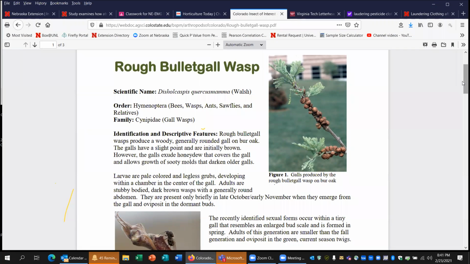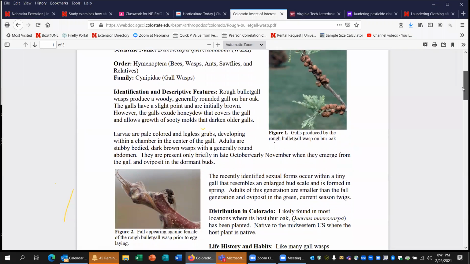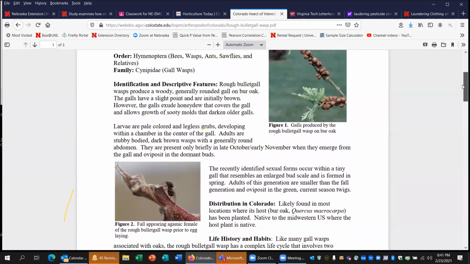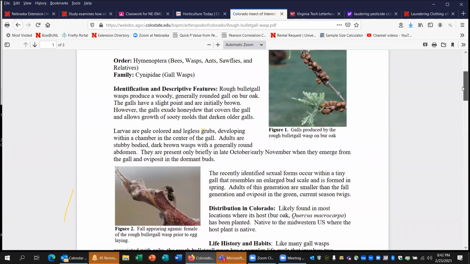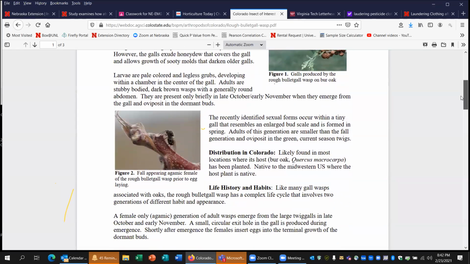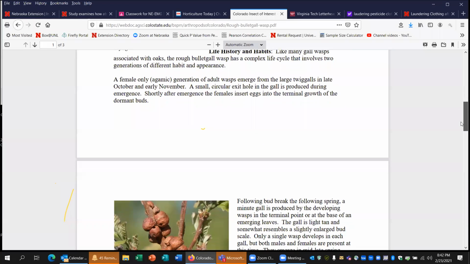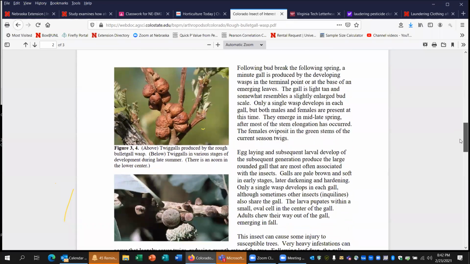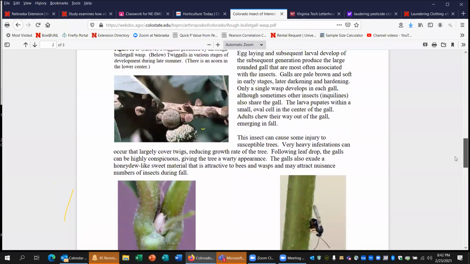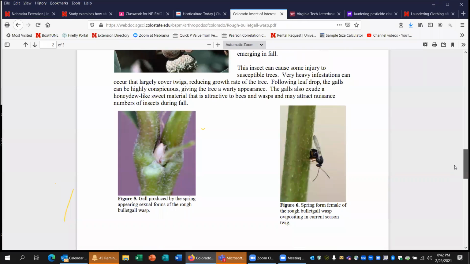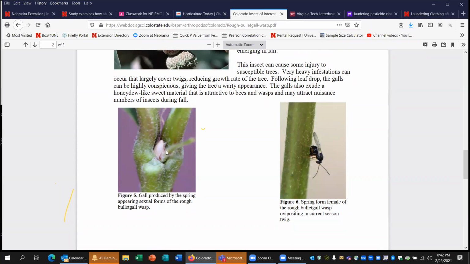This gives a more general explanation. It does have some information specifically to Colorado, but it's also good to research and look and see. So doing some research, doing some surfing on the web, this is some great stuff. Here's some better pictures of that gall produced in the spring. So there's your gall. And here's an even better picture of your adult wasp.